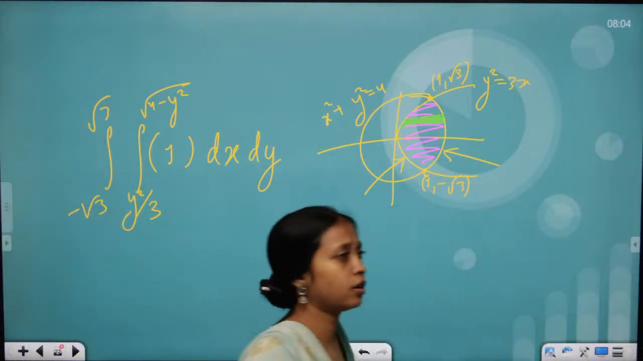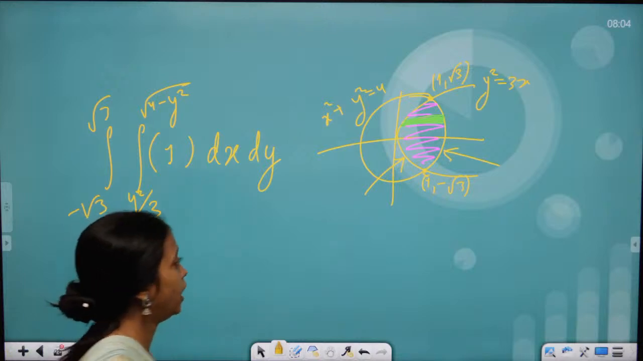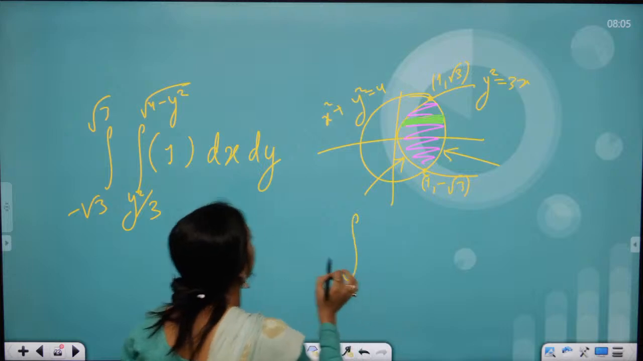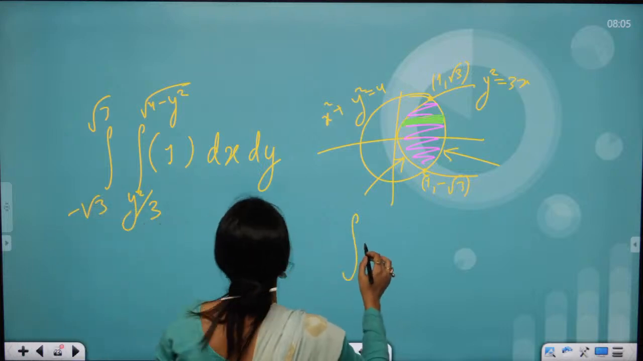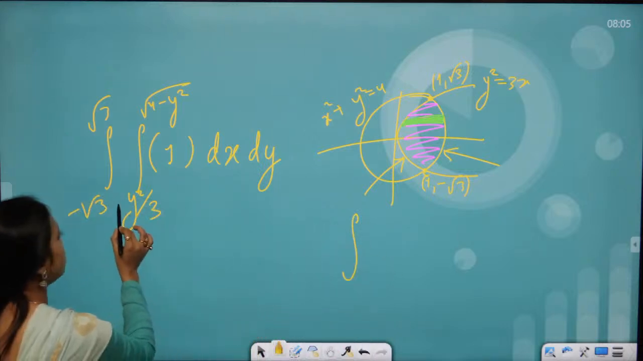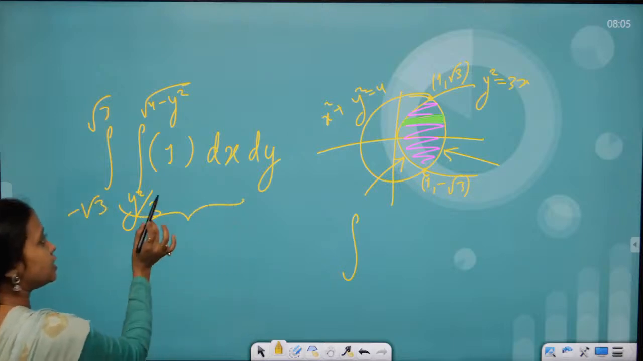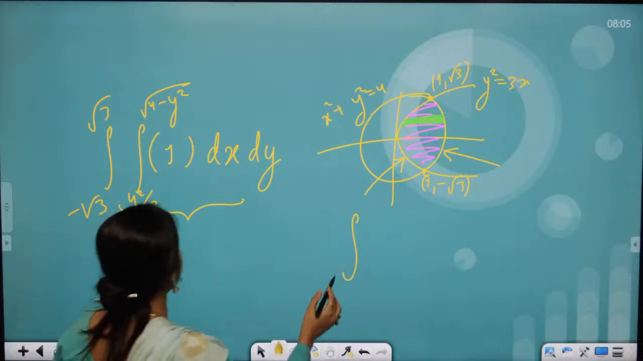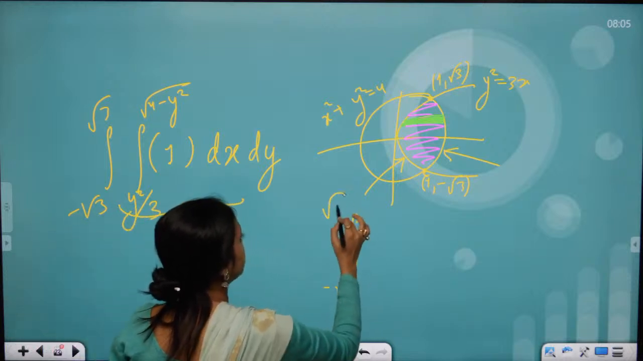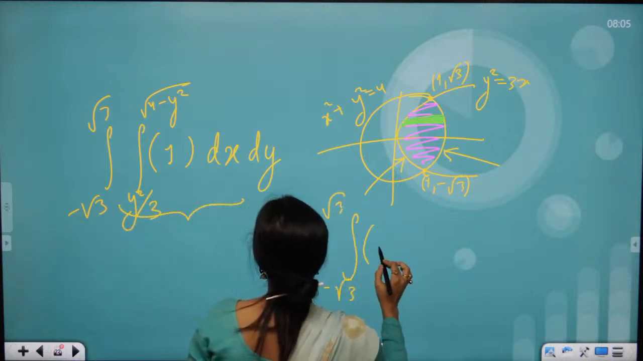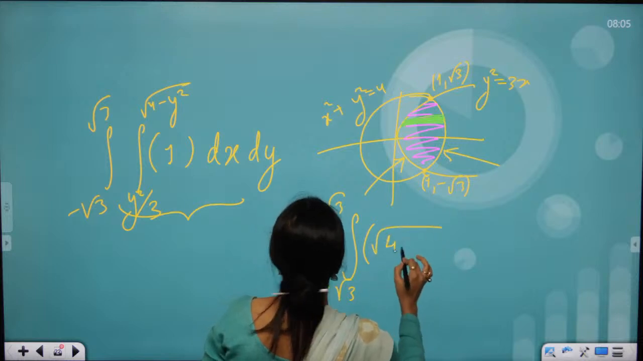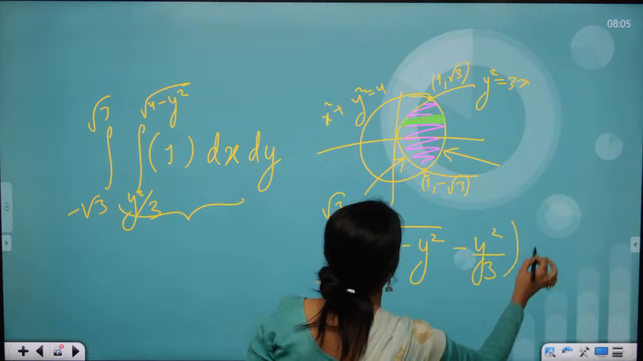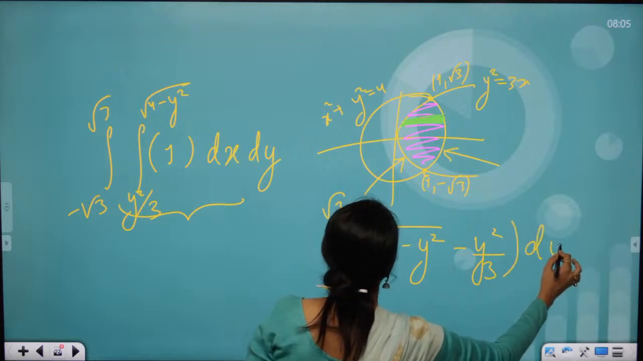And in class 12th, what you used to do? In class 12th, actually this double integration was not the concept. So, you do not write 1 over here, instead, if you solve this much of part, this is directly the upper limit minus lower limit. This is what you used to do, minus root 3 and upper limit, that is 4 minus y square by 3 d of y.